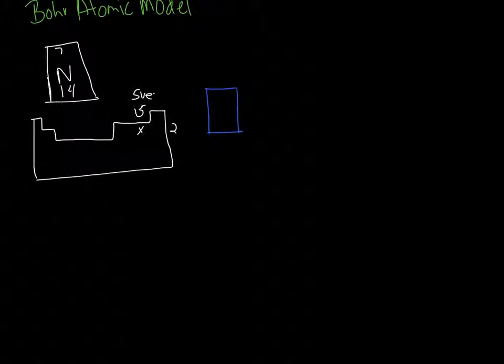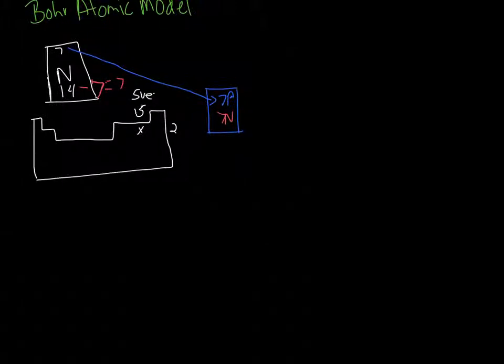And in our nucleus, we're going to put our number of protons. So there's 7 protons. And we're going to put our neutrons. If we take the 7 protons away from the atomic mass, because the atomic mass is the protons and the neutrons, that leaves us with 7 neutrons. So there are 7 neutrons.